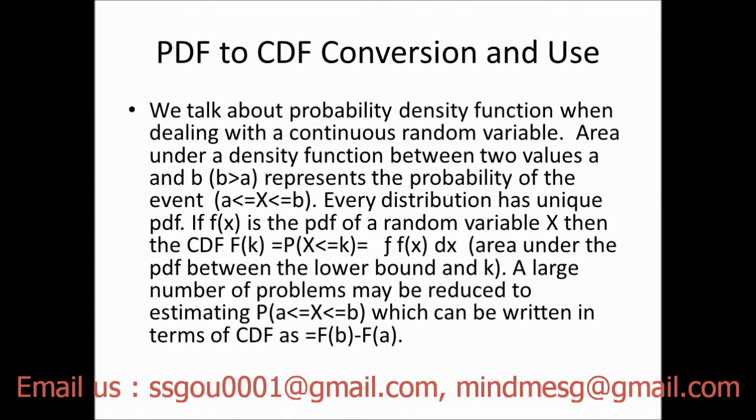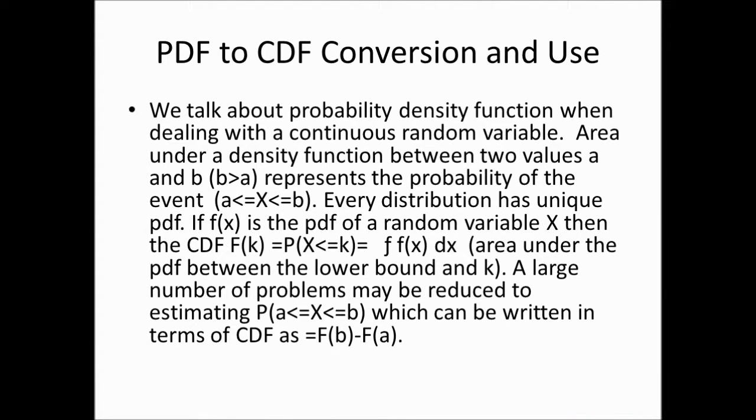This module is about how to convert PDF to CDF and some use of this conversion. We talk about probability density function when we deal with a continuous random variable. Area under a density function between two values a and b, greater than a, represents the probability of the event that the random variable takes value between a and b. Every distribution has unique PDF.